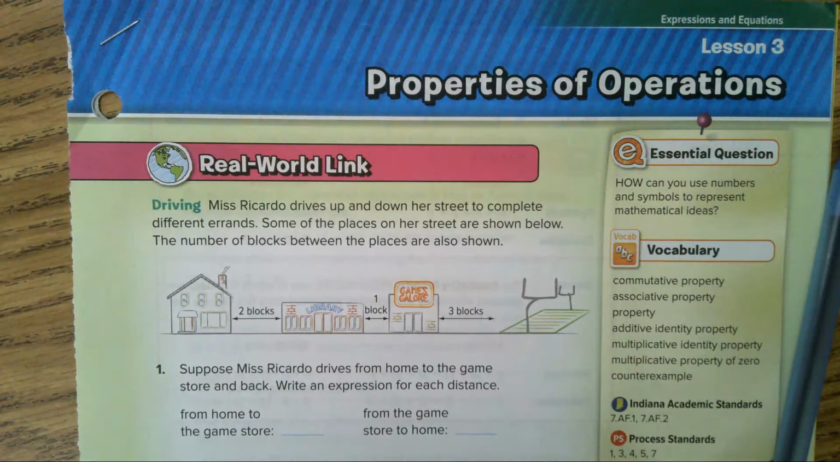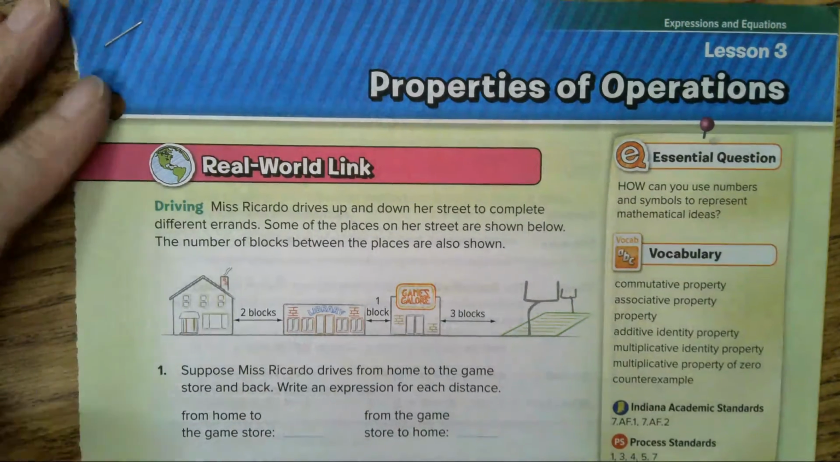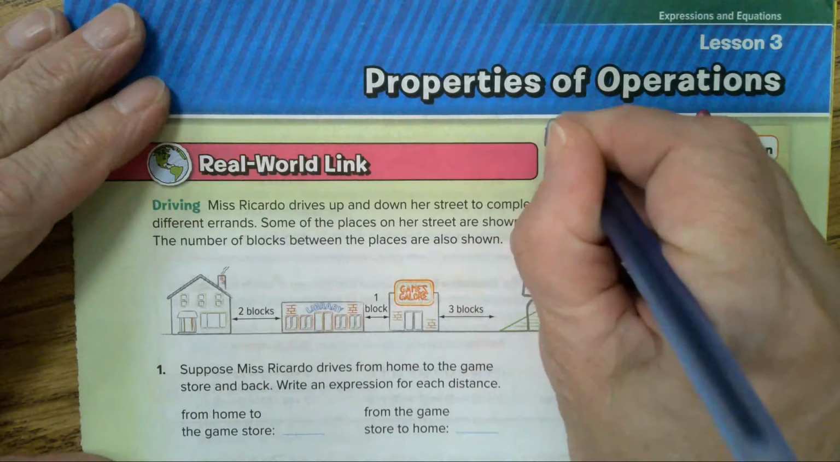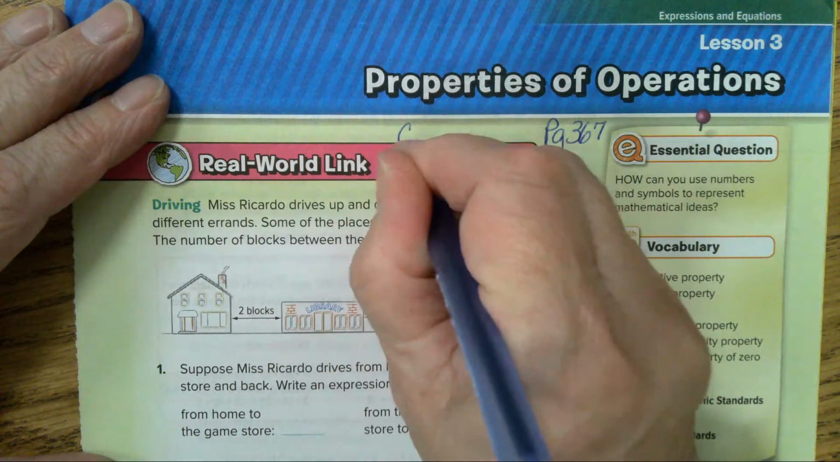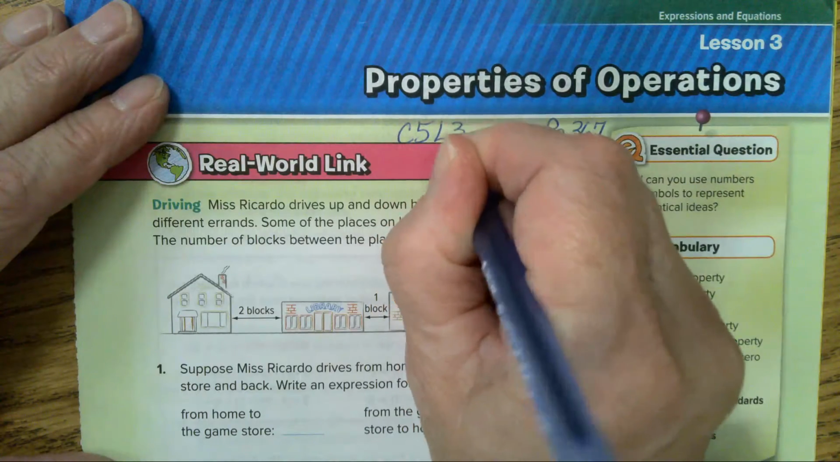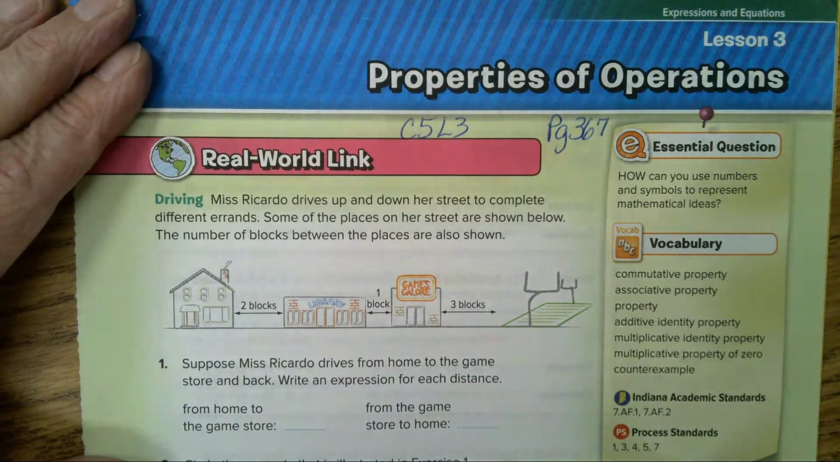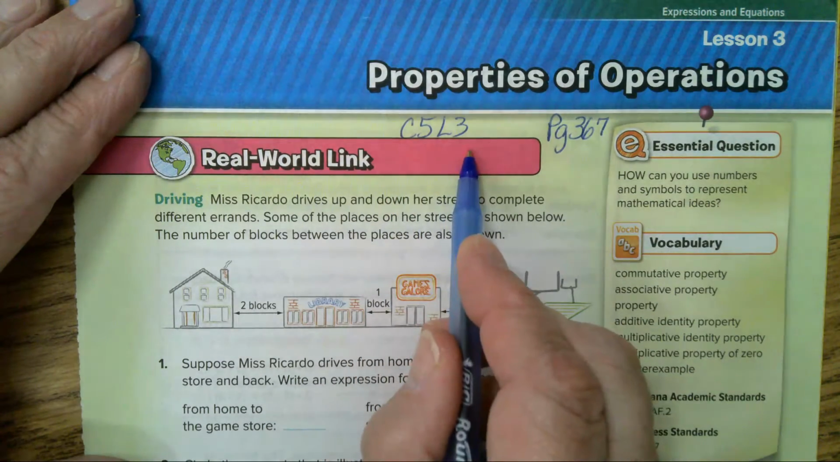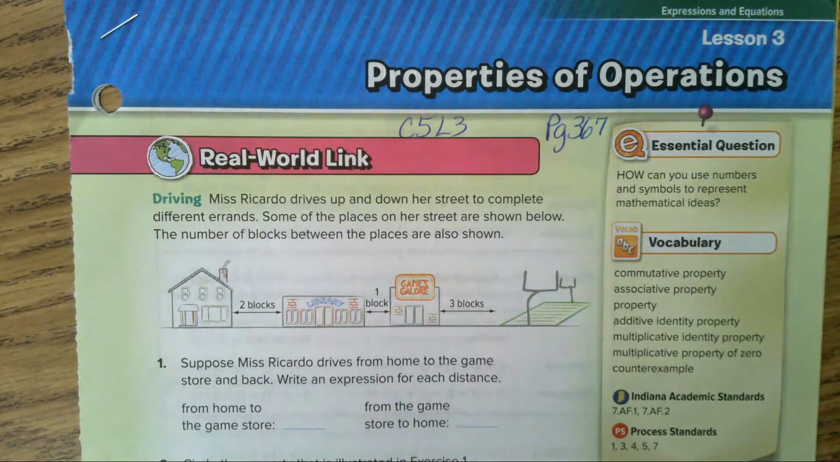Hi, this is Mrs. Robertson, and today we are going to be doing properties of operations. This is lesson 3 from chapter 5, located on page 367. Since we're going to be doing 2 lessons today, chapter 5 lesson 3 and lesson 4, I'm going to skip the real world link of this lesson and go straight to 368.